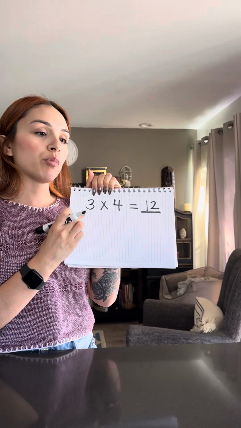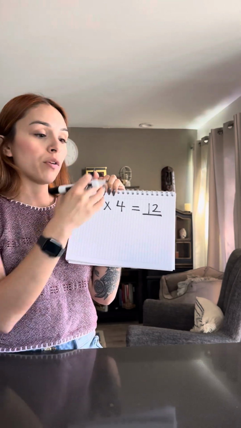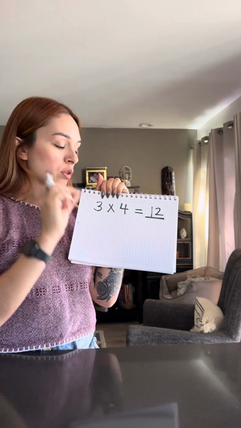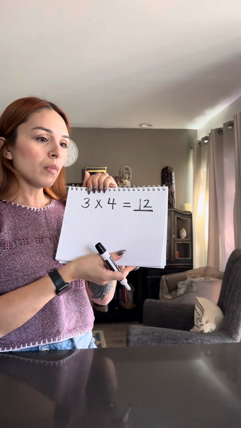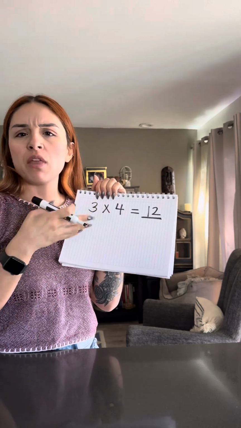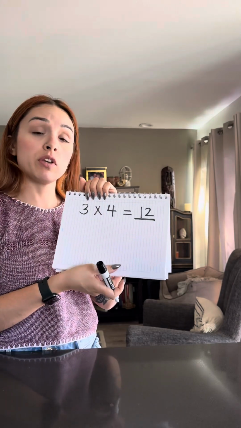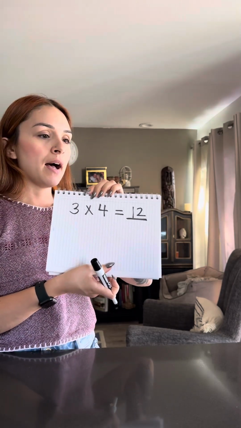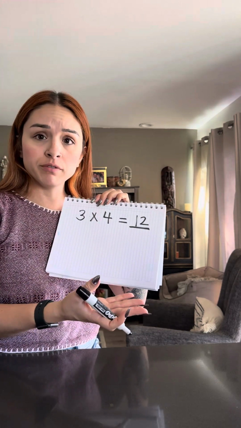The first number represents the number of groups, right? Just like the plates or the rows. And 4 represents how many are in each group. So 4 would represent the forks or the dots that are going down in the previous page of the grid. Again, the same result is 12.